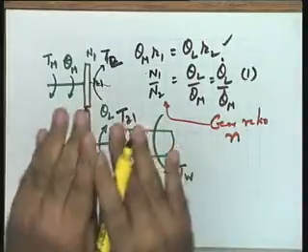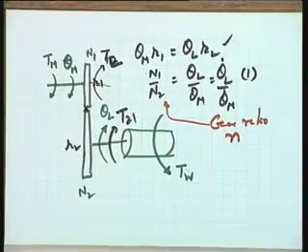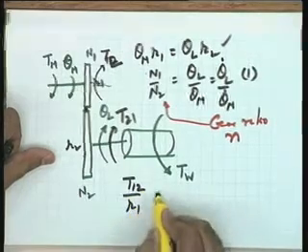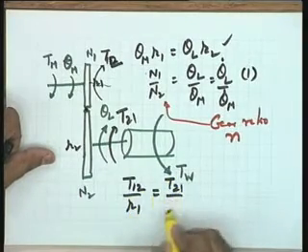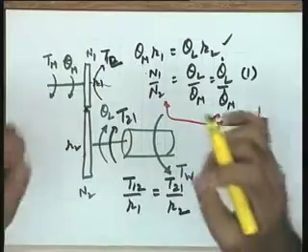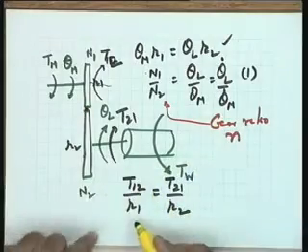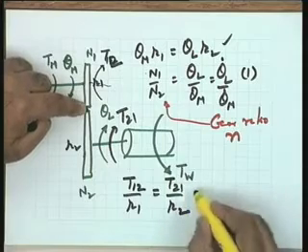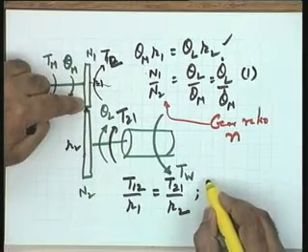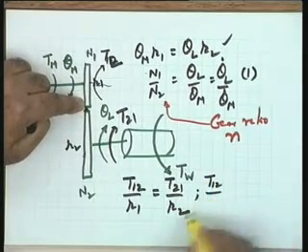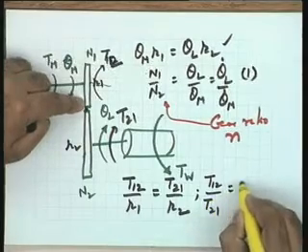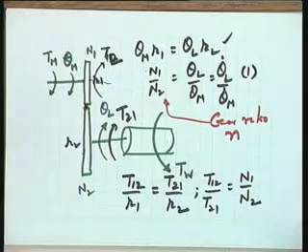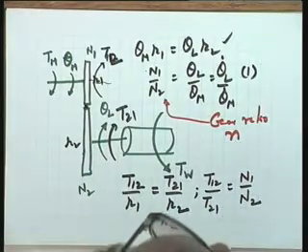So if I want a relationship between the two, I know that at the point of contact the forces developed should be the same, they cannot be different. Therefore I write T12 by R1 is equal to T21 by R2, because the force developed at that point is T12 by R1, and T21 by R2. This gives me the relationship T12 divided by T21 is equal to N1 by N2, that is, the ratio of the two torques is equal to the gear ratio.